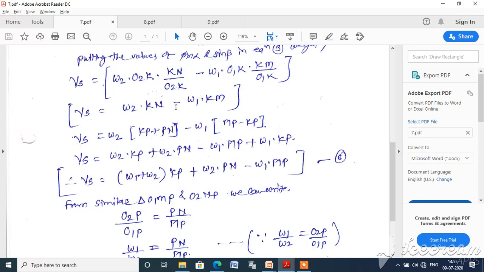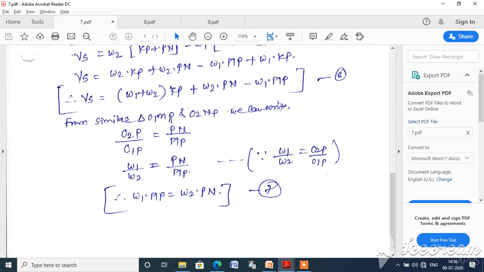Vs equal to omega 2 into Kn minus omega 1 into Km. But if you carefully observe our figure, what is Kn? Kn is Kp plus Pn and Km is Mp minus Kp. After putting these values and solving this equation, we will get the final equation Vs equal to omega 1 plus omega 2 into Kp plus omega 2 into Pn minus omega 1 into Mp. Kindly check at your end also this equation we got.